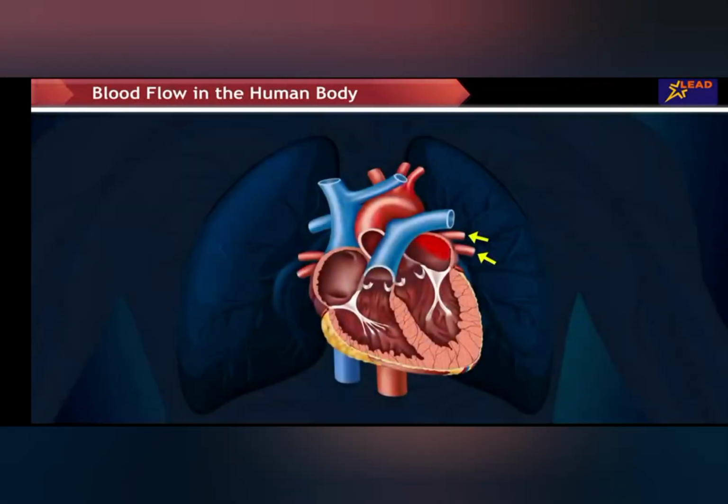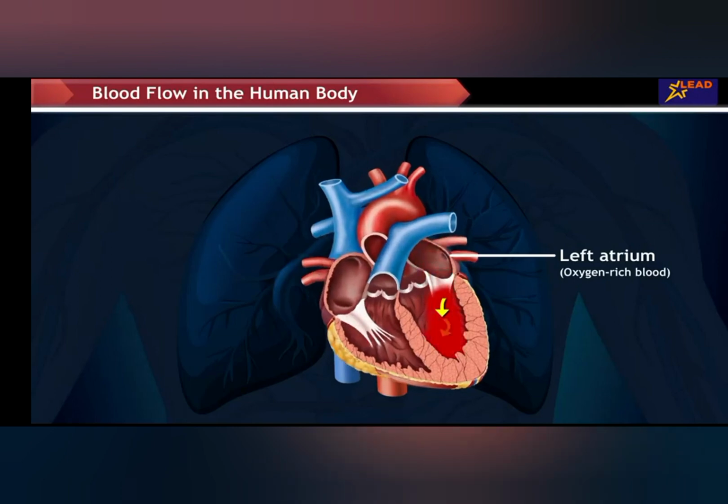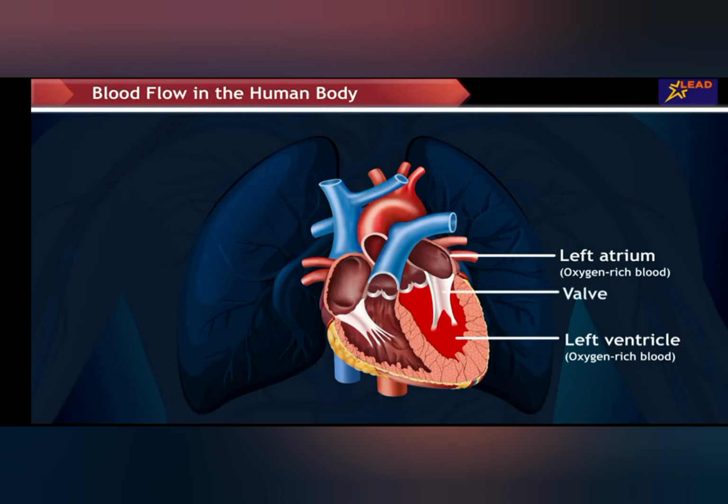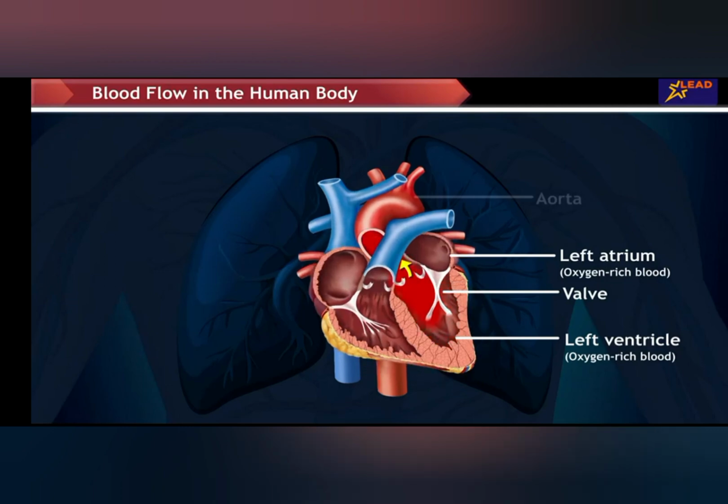The heart receives oxygen-rich blood from the lungs in the left atrium. When the left atrium contracts, this blood then flows into the left ventricle through a valve. This valve, like all other valves in our body, ensures that the blood flows in only one direction. When the ventricle is full, the valve shuts. The left ventricle contracts and pumps the blood into the aorta.